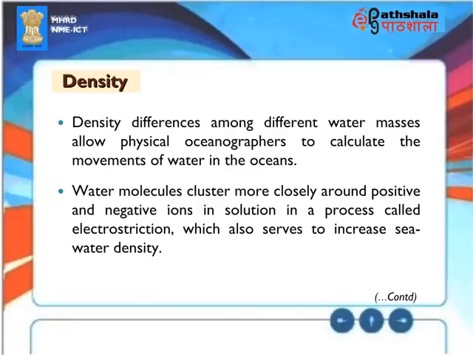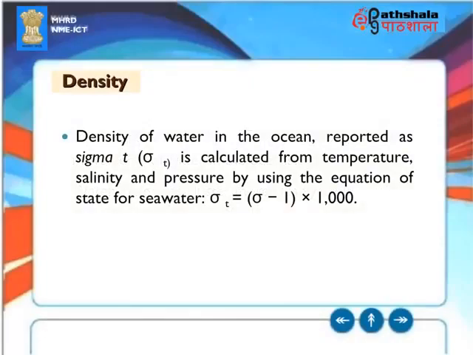Water molecules cluster more closely around positive and negative ions in solution in a process called electrostriction, which also serves to increase seawater density. Density of water in the ocean, reported as sigma T, is calculated from temperature, salinity and pressure by using the equation of state for seawater. Sigma T equals sigma minus 1 into 1000.